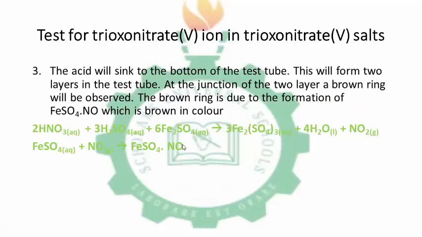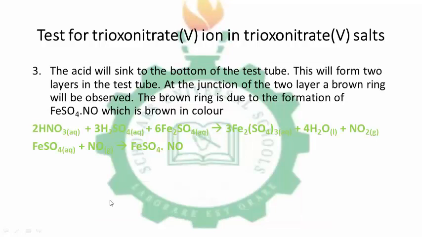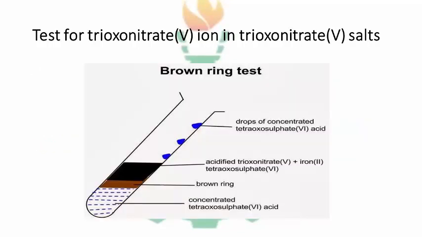Then after that, the acid will sink to the bottom of the test tube. As you can see, the acid is at the bottom of the test tube, and this will form two layers in the test tube. Now the two layers will be formed after the addition of the concentrated tetrasulfate 6 acid. Please let's take note of that. Now you can see that these two distinct layers formed, this one layer and this another layer.